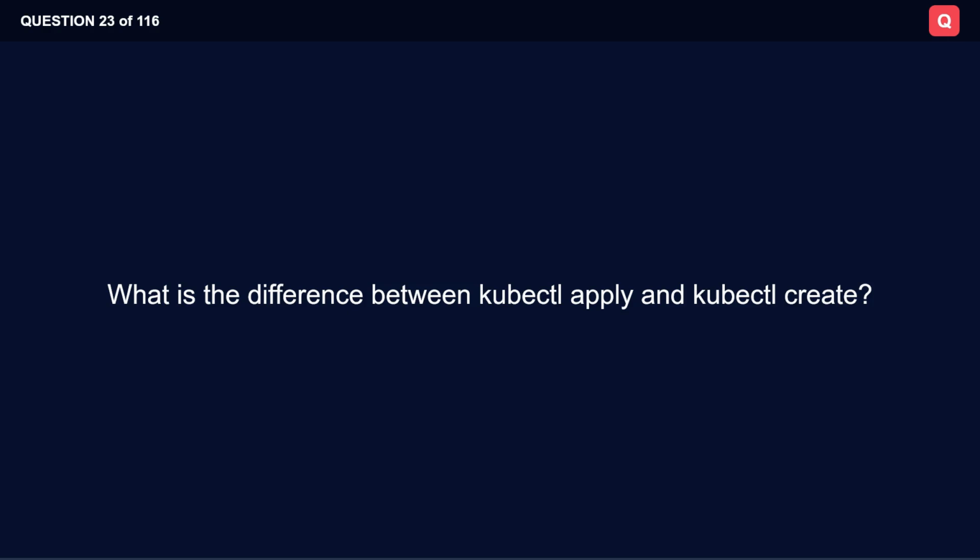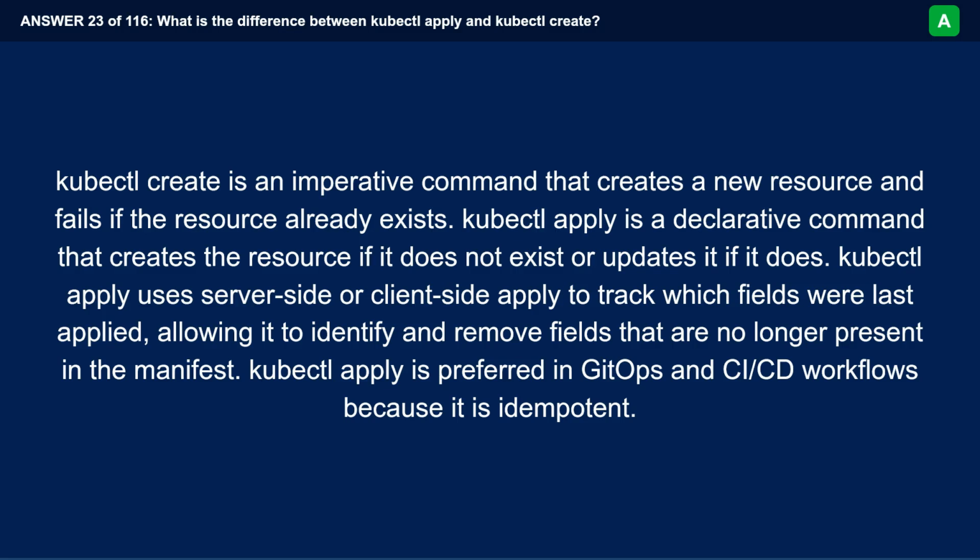What is the difference between kubectl apply and kubectl create? kubectl create is an imperative command that creates a new resource and fails if the resource already exists. kubectl apply is a declarative command that creates the resource if it does not exist or updates it if it does. kubectl apply uses server-side or client-side apply to track which fields were last applied, allowing it to identify and remove fields that are no longer present in the manifest. kubectl apply is preferred in GitOps and CI/CD workflows because it is idempotent.